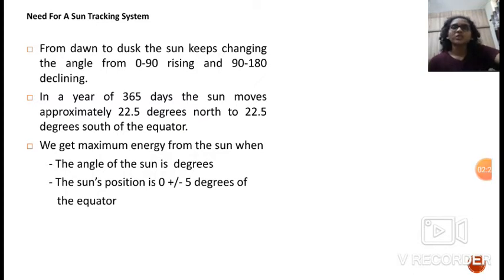So let us know why the sun tracking system is needed. From dawn to dusk, the sun keeps changing its angle from 0 degrees to 90 degrees rising and 90 to 180 degrees declining. In 365 days, the sun moves approximately 22.5 degrees north to 22.5 degrees south. To get the maximum energy from the sun, the angle of the sun is degrees. The sun position is 0 plus or minus 5 degrees of the equator.